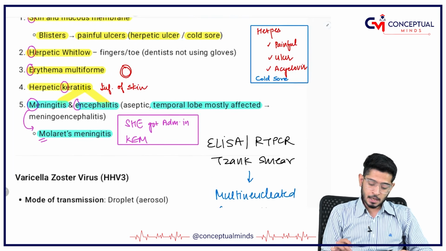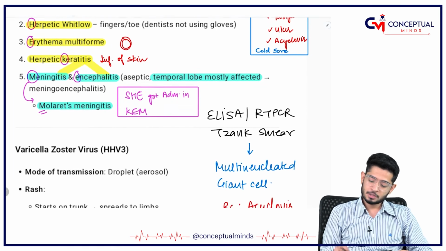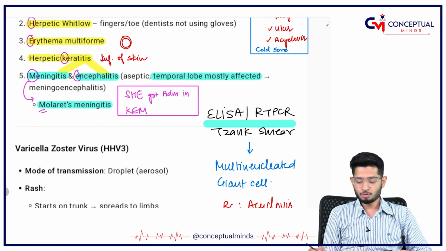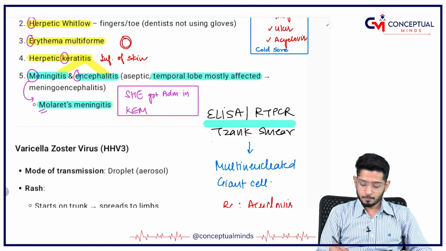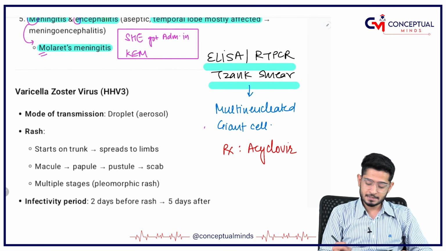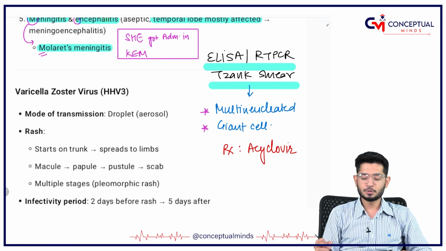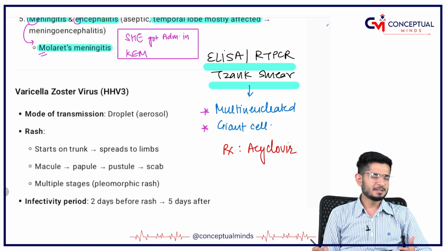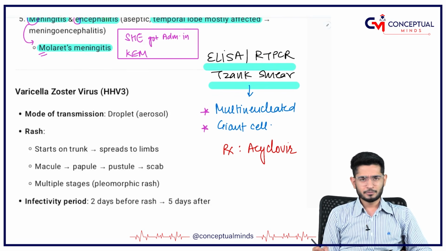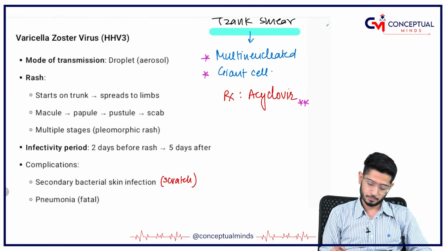Just like this. So how will you diagnose 1 and 2? Remember, ELISA and PCR is something which we are doing right now. But Tzanck smear is a special smear which shows a giant cell, that is a multinucleated giant cell. Giant cell is more of a domain of pathology, so pathology ma'am will teach you. But for now, just remember multinucleated giant cell. How will you treat it? The treatment is by acyclovir, as I have discussed before.